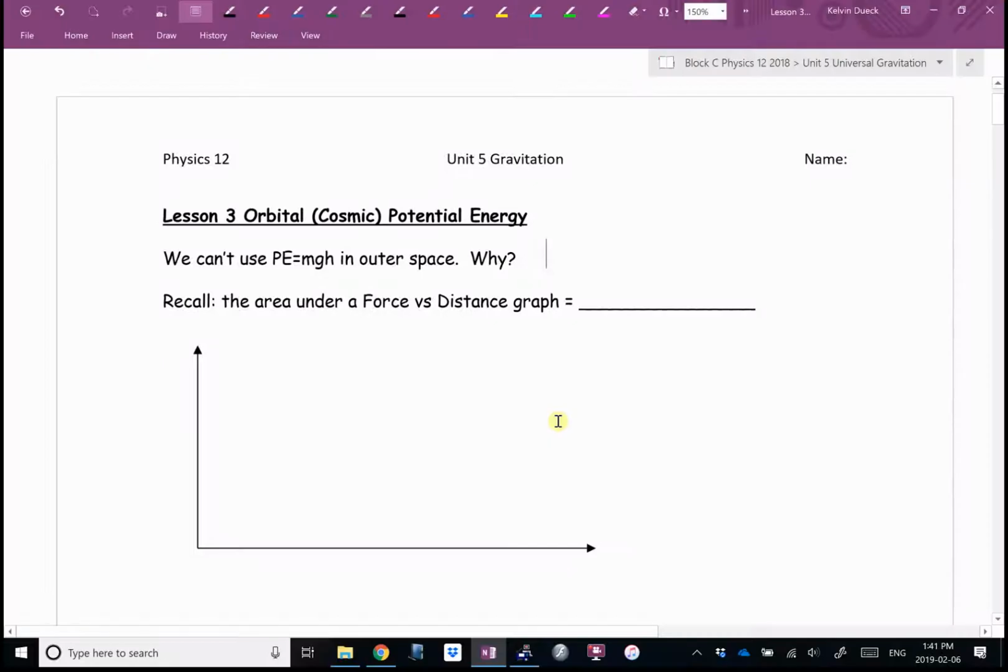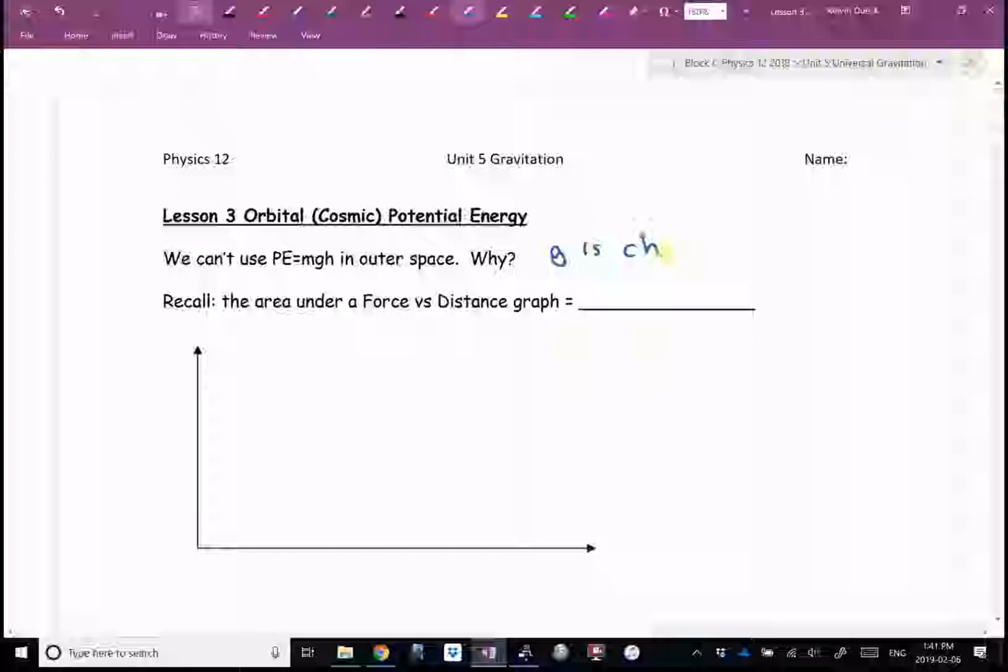So cosmic potential energy, we can't use mgh in outer space. Nick, why did we say you can't? g is changing. So I'm going to go to a graphical workaround.